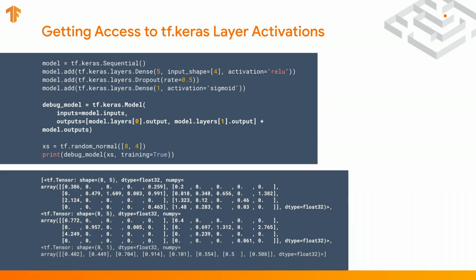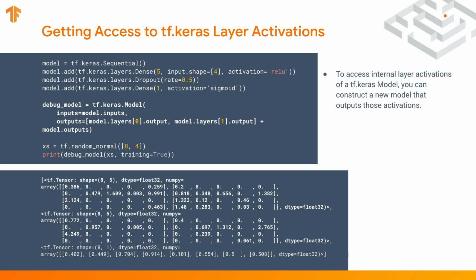So one very frequently asked question is, how do I get the intermediate layer output, the intermediate layer activation from a tf.keras model? One way to do it is to construct a second model, which is the debug model in the example here. The second model has the same inputs as the original model, but the outputs will be the original model's output plus the outputs from the layers you're interested in. And then when you call debug model.predict or simply call debug model as a tf function, you'll be able to see not only the final output of the Keras model, but also the intermediate layer outputs.